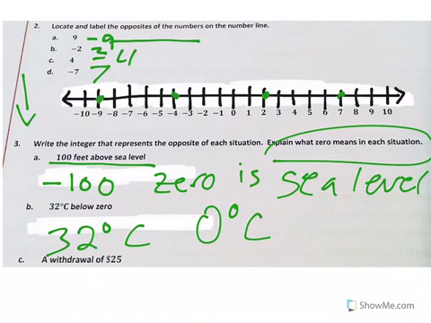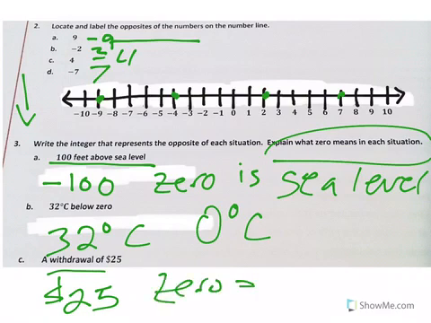And then finally, a withdrawal of $25. Withdrawal. If we're going to take out, which is what withdrawal means, $25 from our bank account, that means we're going into negative, right? Negative 25. So the opposite of that would then be a deposit of $25. We're adding $25 to the account. 0 in this case would represent no money, right? No change. So positive means you've added money. Negative means you're taking money away. 0 is just there's no money there.